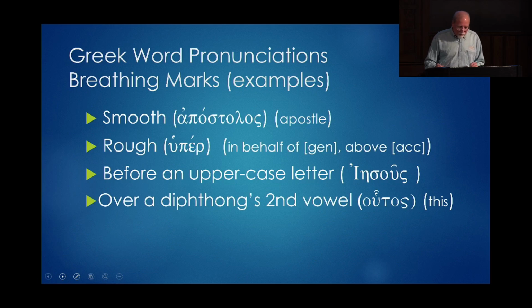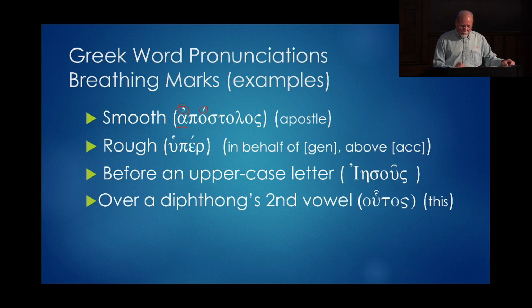Breathing marks examples. Smooth breathing. Apostolos. We haven't talked about accents, but that's an accent right there. Here's the beginning letter. It's a vowel. It's got smooth breathing. There's no H sound. Apostolos. And apostolos is where we get the word apostle. So we don't pronounce anything extra with a smooth breathing mark.